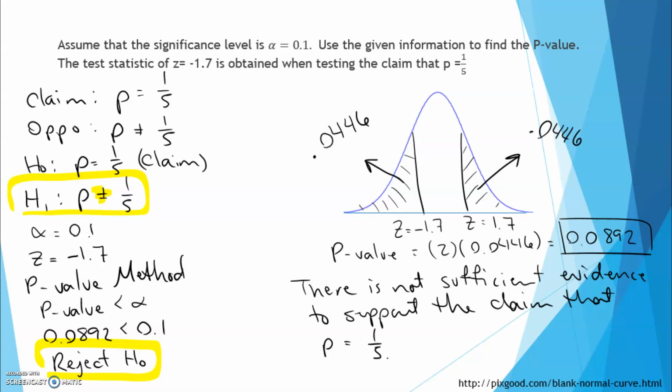So we've looked at a left tail, a right tail, and a two-tail case working with the p-value method.